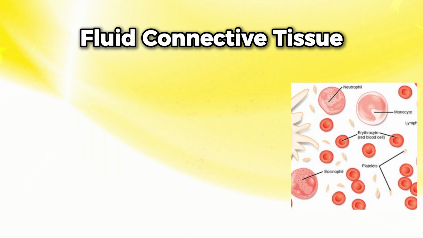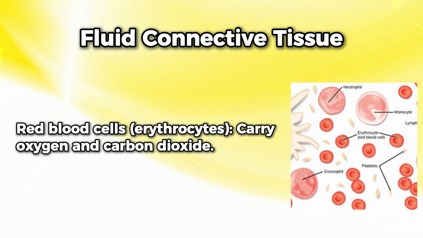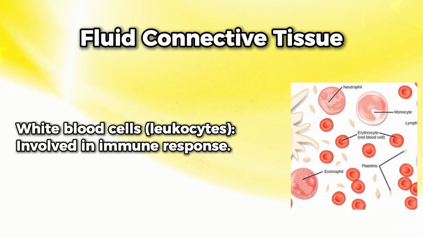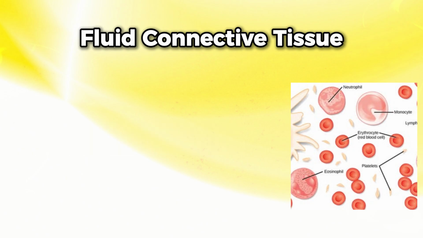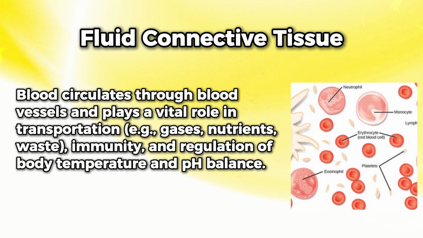Formed elements. These are the cells or cell fragments within the blood, which include red blood cells, erythrocytes, which carry oxygen and carbon dioxide. White blood cells, leukocytes, involved in immune response. Platelets, thrombocytes, assist in blood clotting. Blood circulates through blood vessels and plays a vital role in transportation, for example of gases, nutrients, and waste, as well as immunity and regulation of body temperature and pH balance.